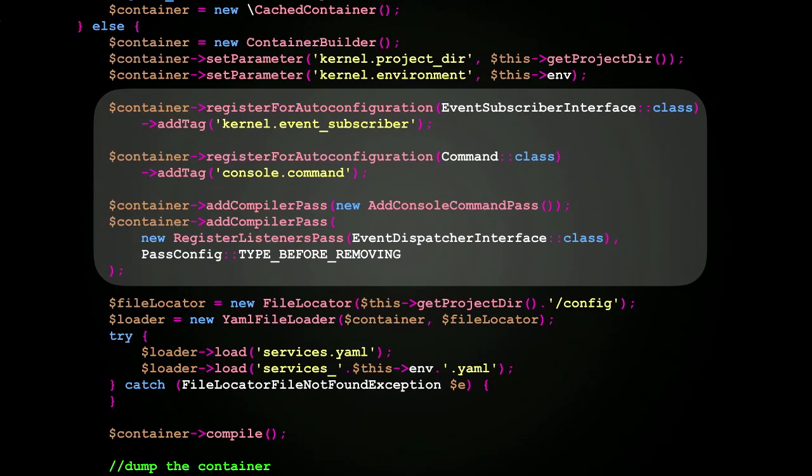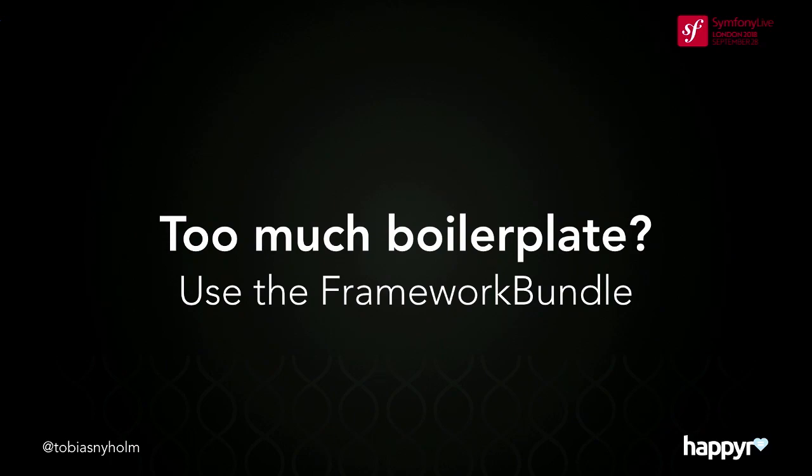So the thing is, if I want to auto-configure stuff and if I want to make things more helpful and nice, I need to add more boilerplate code to my application. Auto-configuring stuff, you have to add more boilerplate, and if you're getting too much boilerplate, just use the FrameworkBundle. I mean, the FrameworkBundle helps you with all this boilerplate stuff.